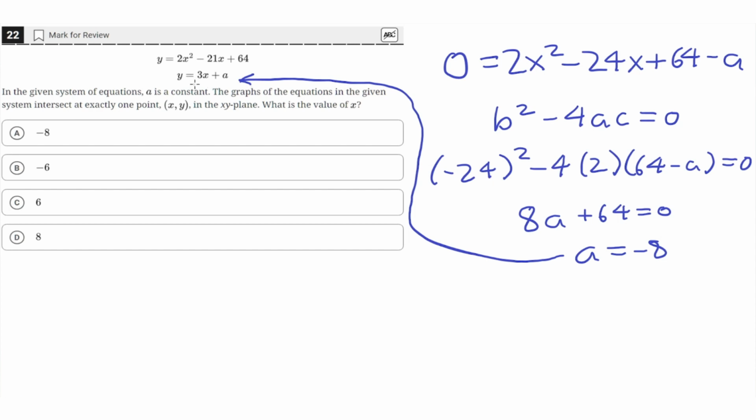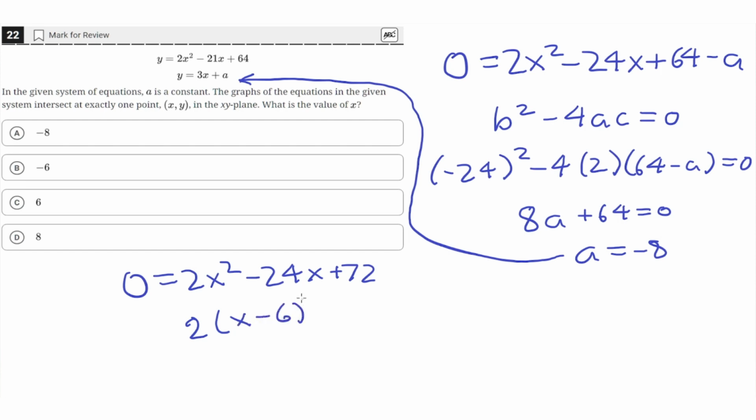To solve for the value of x, you'd simply subtract these two equations from each other again, and you'd get 0 equals 2x squared minus 24x plus 72. And then you can do factoring, and you'd get 2 times (x minus 6) squared. From this you can see that x equals 6, and the answer should be C.